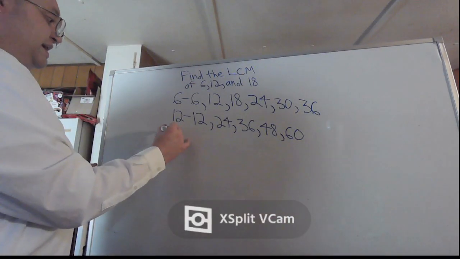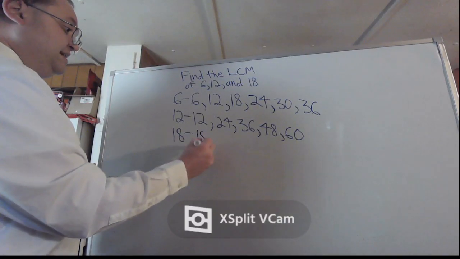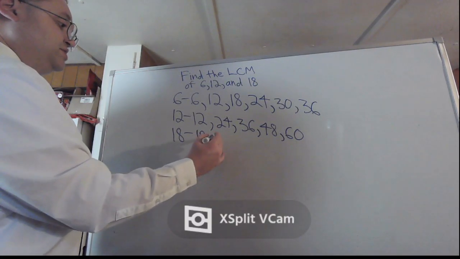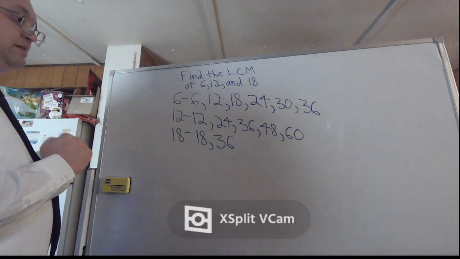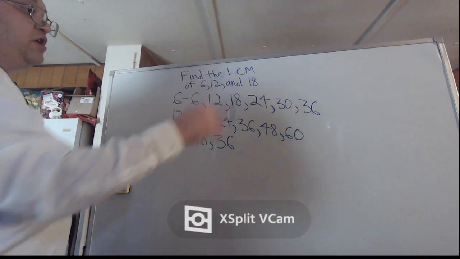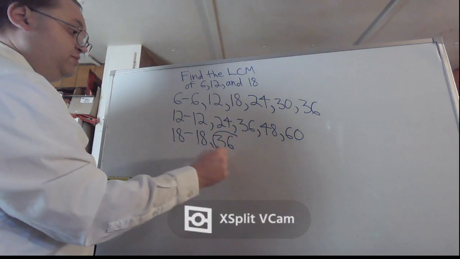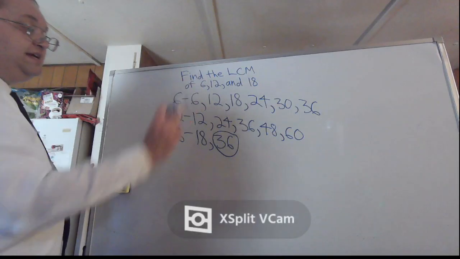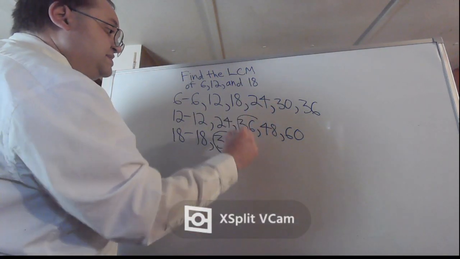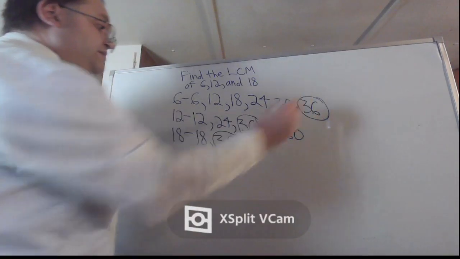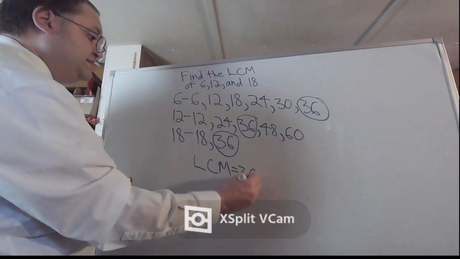Alright, let's do 18. What are some multiples of 18? 18 times 1 is 18. 18 times 2 is 36. Well, we could stop right there. So, of all three numbers, it looks like 36 is what they have in common. They don't have 18 in common. I mean, 6 and 18 do, but 18 is not common to 12. So it looks like 36 is going to be the least common multiple of all three of these. So LCM equals 36.